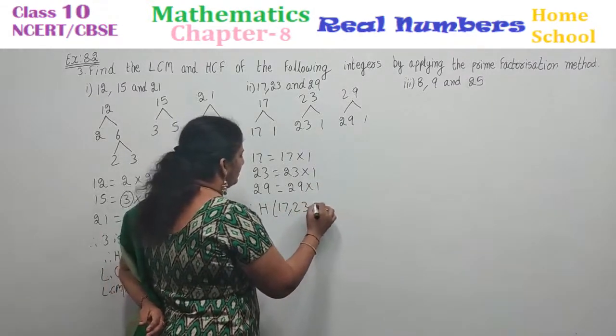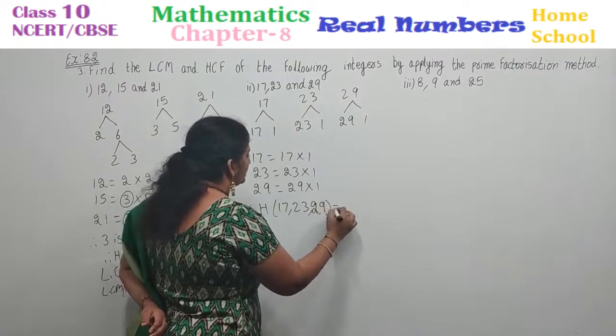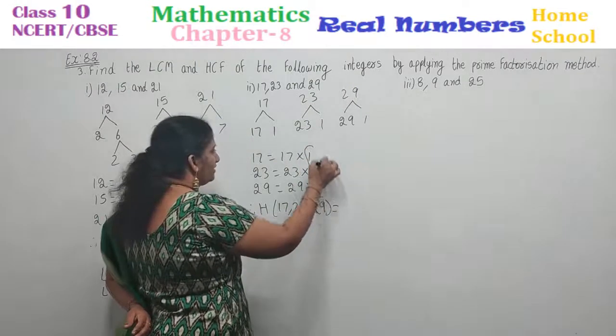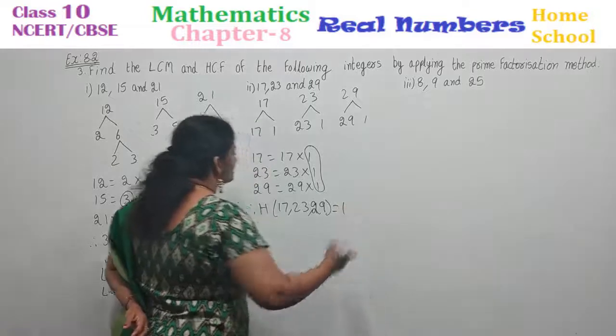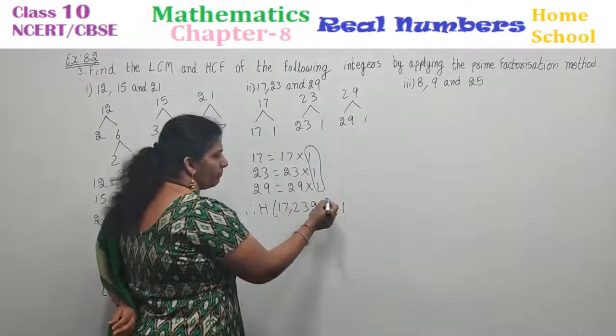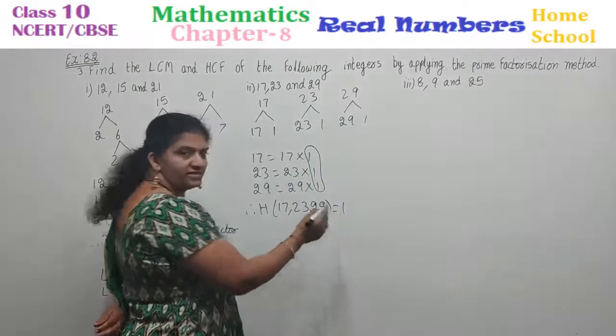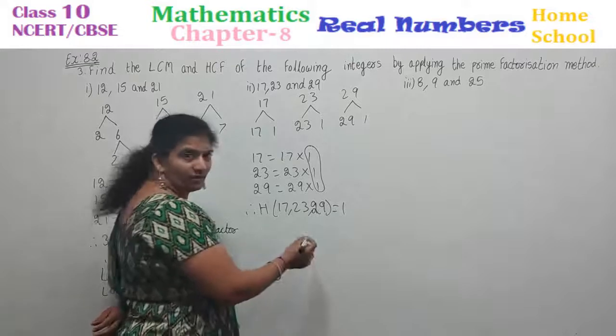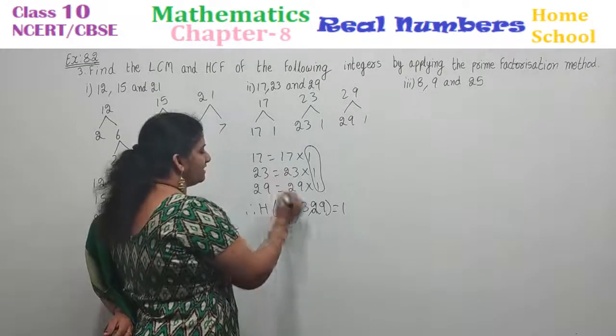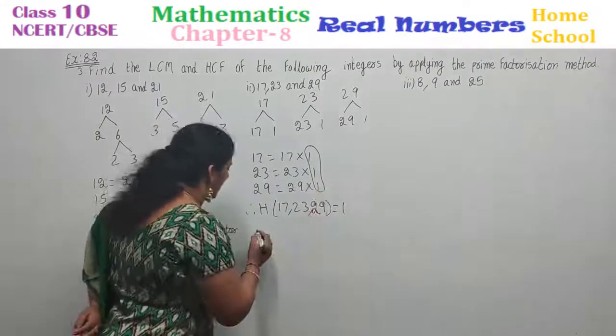Therefore, what is your HCF, children? 17, 23, 29. What is your HCF? What is a common factor? Prime factor, it is 1. So, you have a common factor, that is 1. HCF is nothing but HCF of 17, 23, 29 is 1.